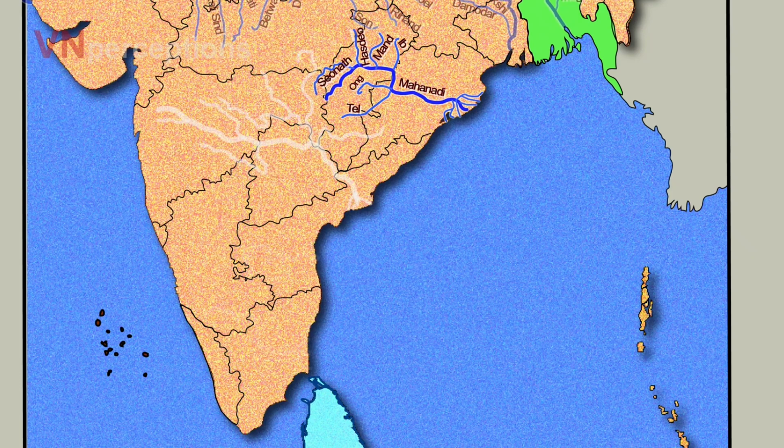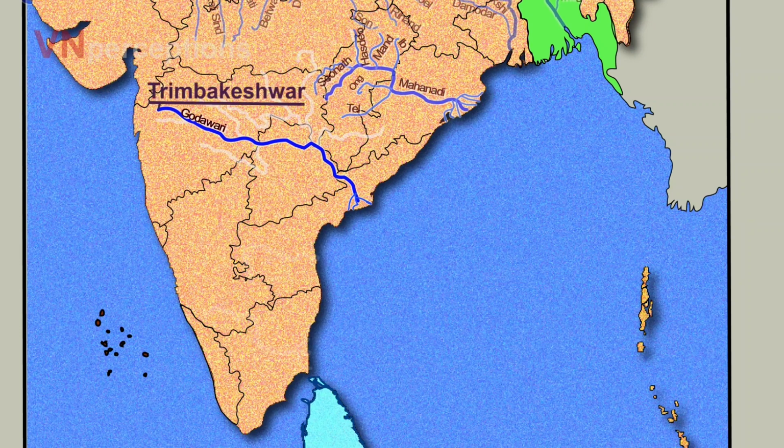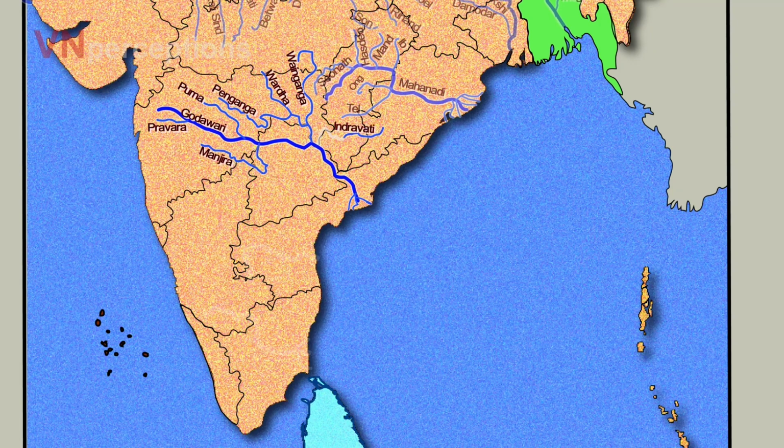River Godavari is the second longest river in India after the river Ganga. It has its source at Trimbakeshwar. The main tributaries of river Godavari are river Pravara, Purna, Wainganga. The tributaries of Wainganga are Penganga and river Wardha. Then it is Manjara and Indravati.